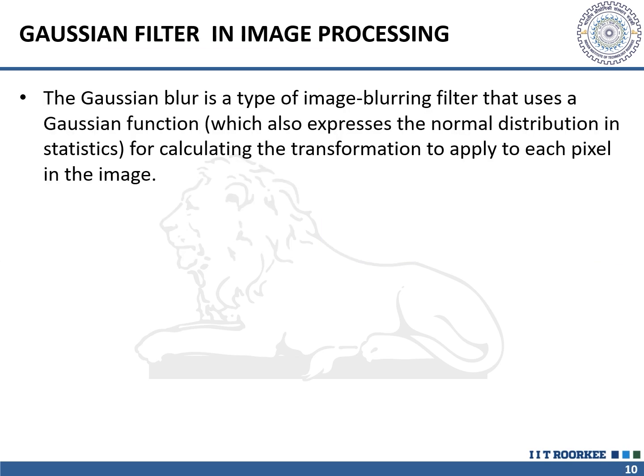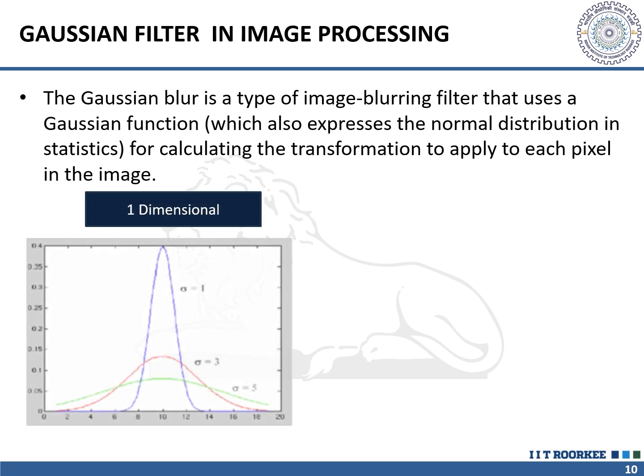Gaussian blur is a type of image blurring that uses Gaussian functions. So you know that a one-dimensional Gaussian function looks like this. Our Gaussian blurring will depend upon the broadness of this Gaussian peak.